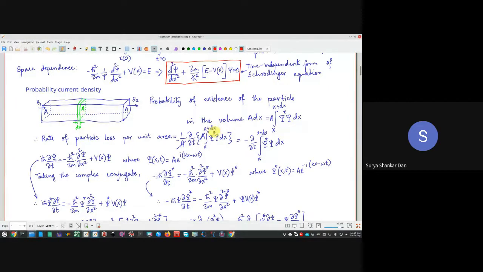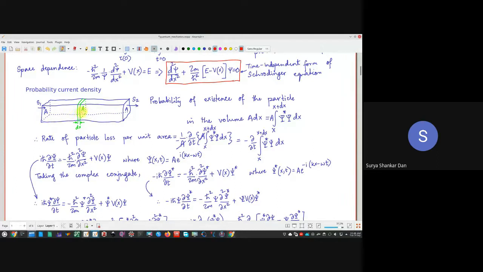Now we will explain the probability of existence of the particle in a volume A dx. So what have we done here? Suppose we have taken a block of material. It can be silicon, it can be metal, it can be anything. Now A is the cross-sectional area.